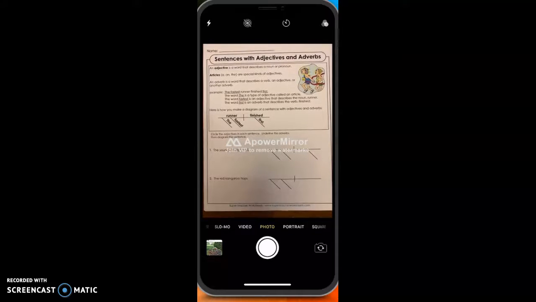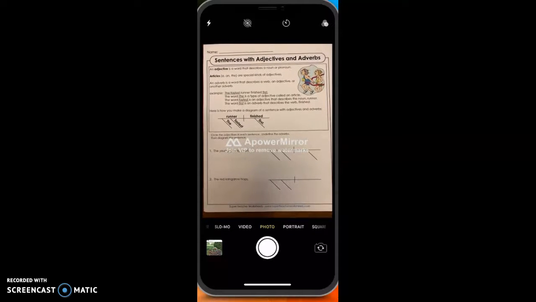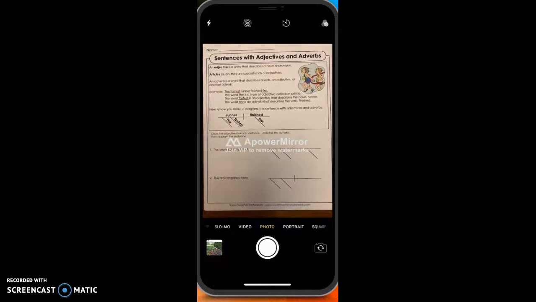So today we're going to diagram sentences with adjectives and adverbs. And remember, an adjective is a word that describes a noun or a pronoun. Articles, a, an, and the, are special kinds of adjectives. And an adverb is a word that describes a verb, an adjective, or another adverb.